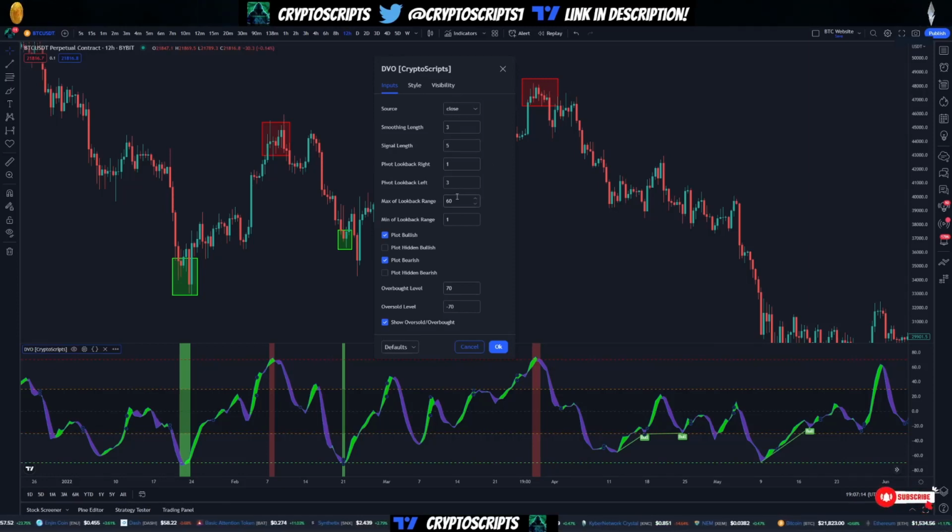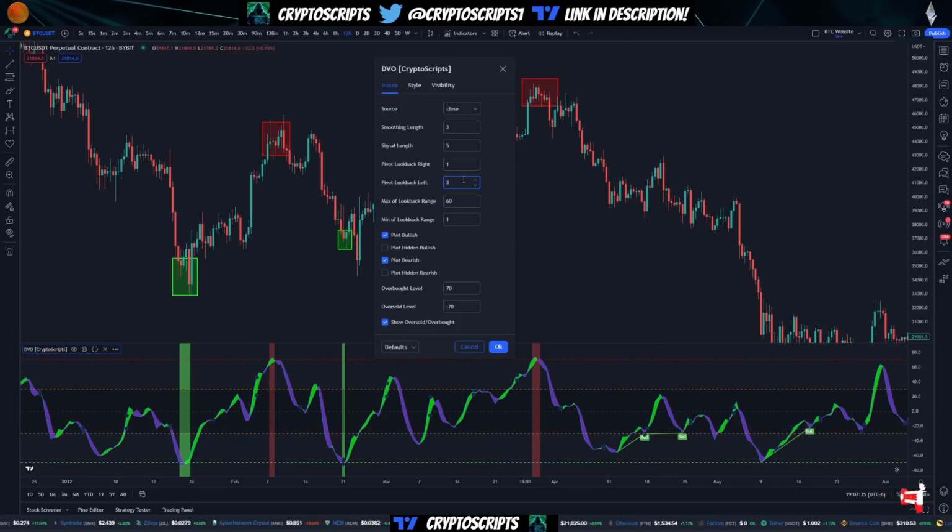And then pivot look back left and right. This is going to change your divergences. So again, if I move pivot look back left up to a 5 instead of a 3, you can see this bullish divergence actually looked back further, versus when it was at a 3, you can see it took a little closer.